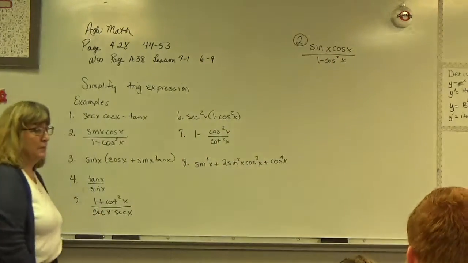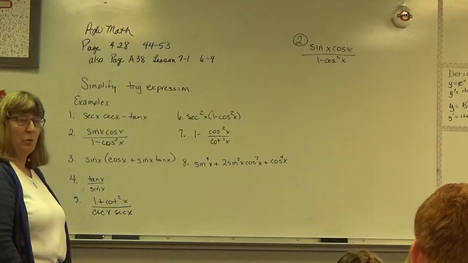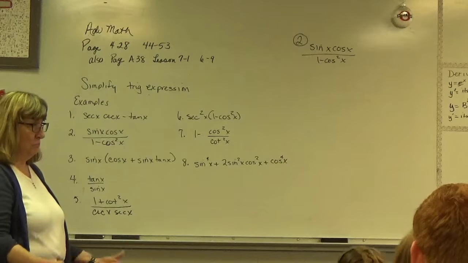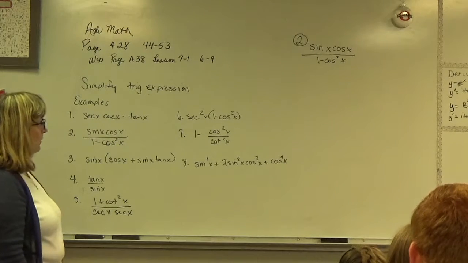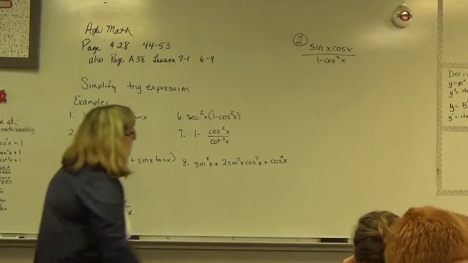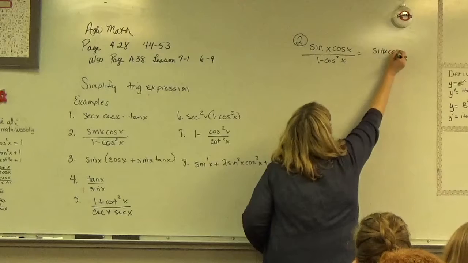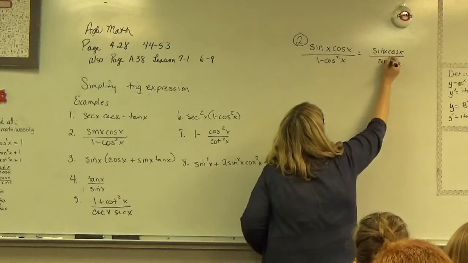Now, what do you notice about this example? Isn't it already in terms of sines and cosines? Isn't that what I recommended for you to do in case you have trouble? But what do we know about 1 minus cosine squared? That equals sine squared. Yeah, sine squared. So that ends up being sine cosine over sine squared.